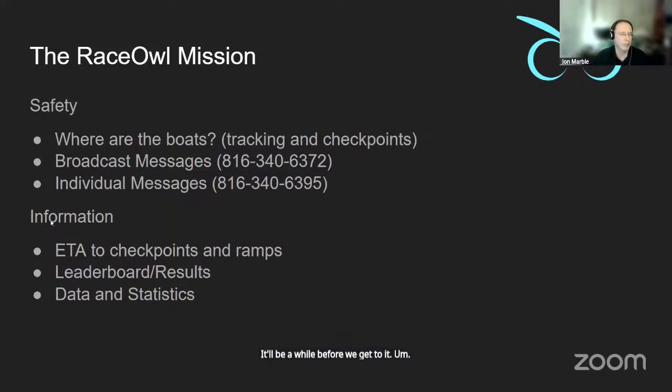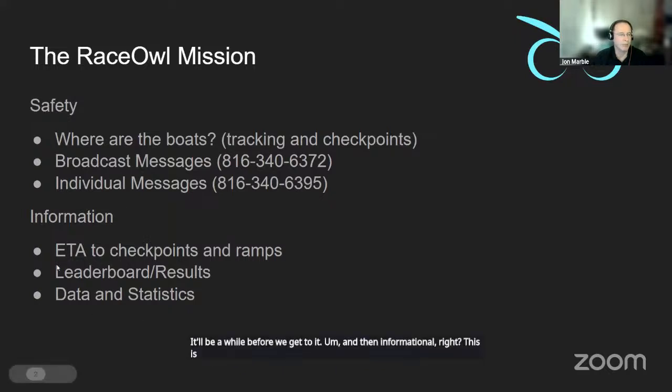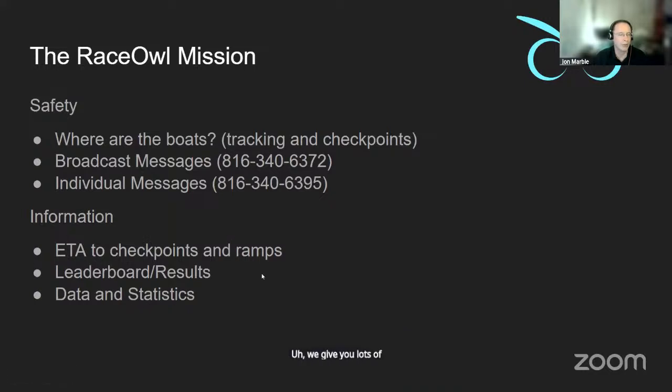And then informational, right? This is really meant for the racer and the observers of the race. We give you lots of information as far as where you're at, when you're going to show up to the checkpoints and ramps. I'll say from the ground crew point of view, they live by this. They want to know when you're going to show up, and I'll assert that RaceOwl is really, really good at figuring that out. We know where you're going, we know your speed, we know when you're going to get there, and we can be really accurate on that, at least for the next one or two checkpoints.